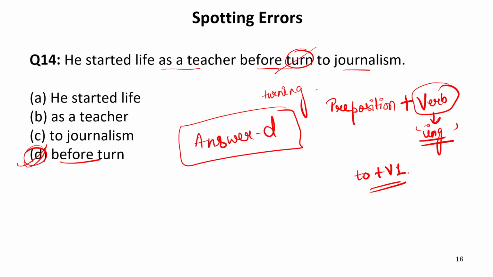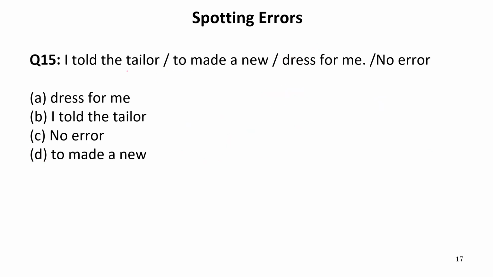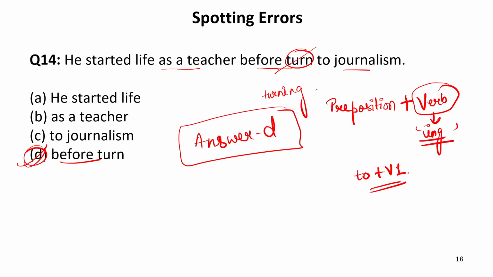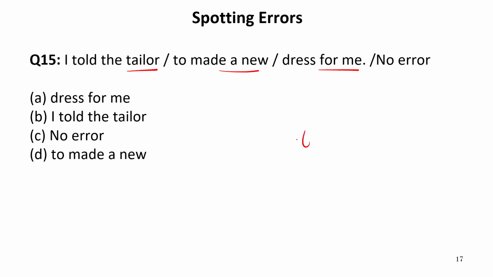Now let us move to the next one. I told the tailor to make a new dress for me. Now this one is again very simple. As I told you earlier that to, after to we use first form of verb. So after to, it should be followed by first form of verb. Now this is to and this is made. Made is actually the second form of make, or you can say past form of make. Second and third form both are made. So make, made, made.